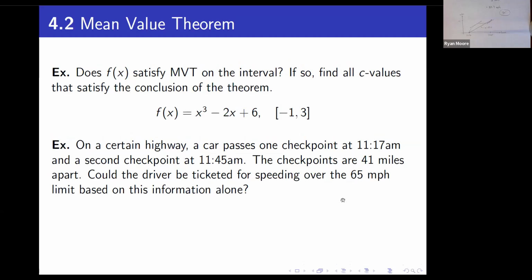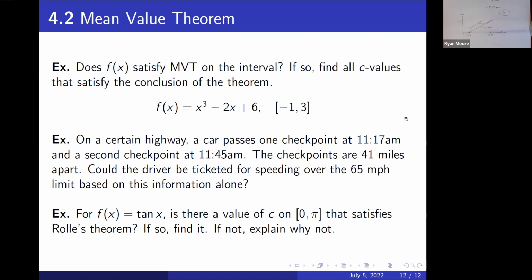We've got one more example, something you might see. This actually goes back to Rolle's theorem. For f of x equals tangent x, is there a value of c on [0, pi] that satisfies Rolle's theorem? If so, find it. If not, explain why not.